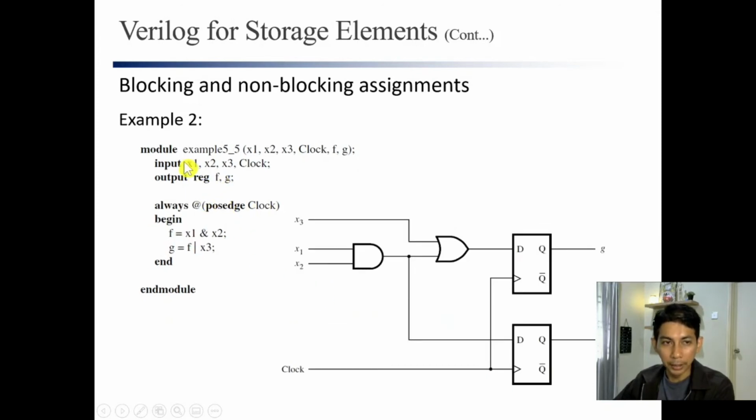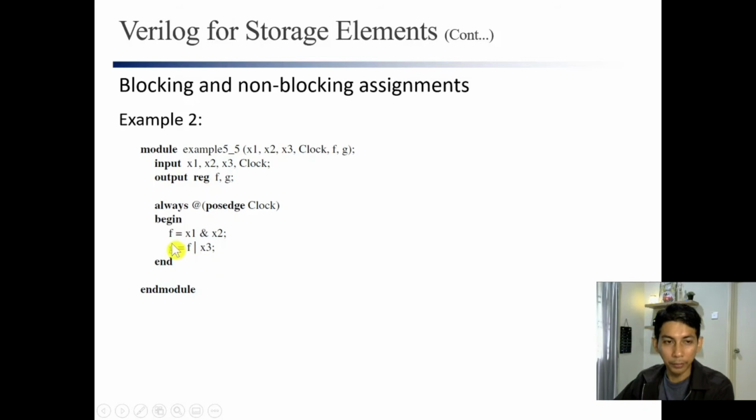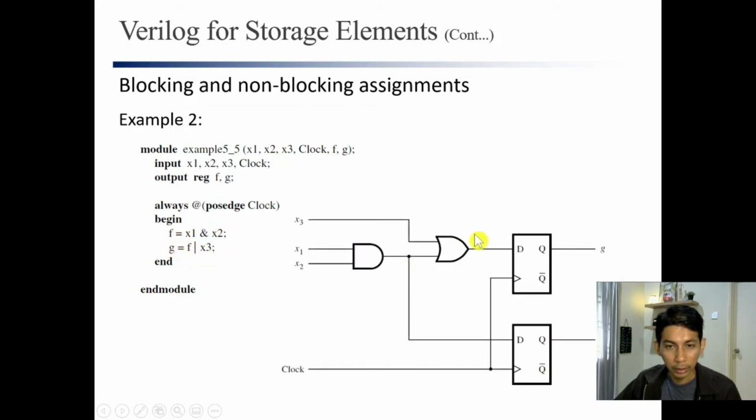Look at the second example. For example, you could write this, and remember, when you have a posedge clock, you will get a flip-flop for sure. Now you see you have two statements here, and you use blocking assignment here. And F is from this F in this case. So the Verilog compiler will synthesize this code to this circuit.